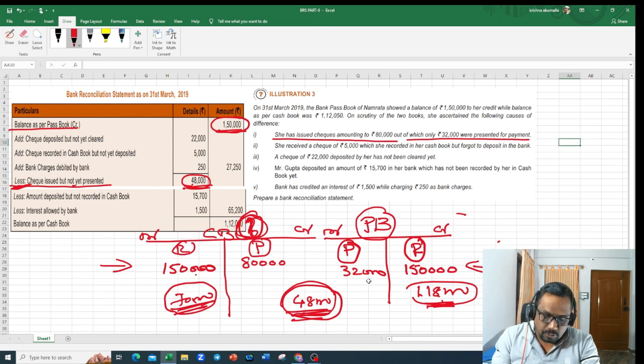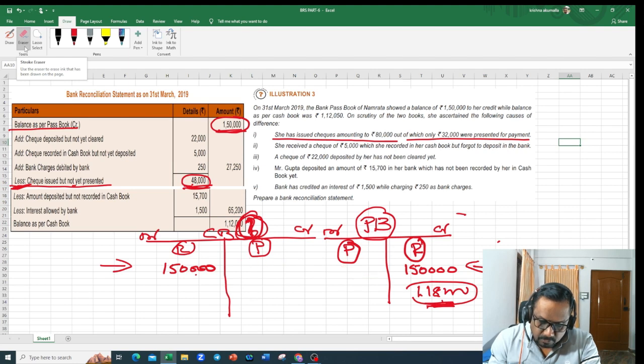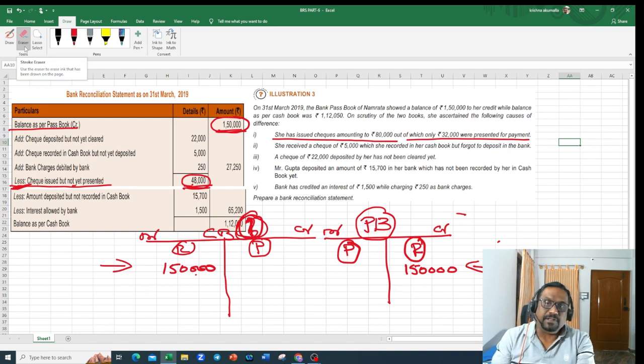Now what we are going to do, next point we will go. Before that, let me clean up the previous points. The 70,000, let us take out. 48,000, this is gone. 80,000 is also over. 32,000 is also over. So now we have gone back again to the 1,50,000 balance. That is how we need to do.